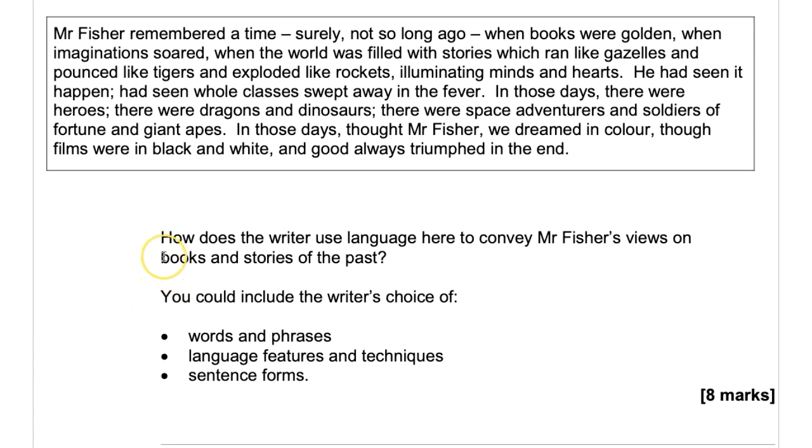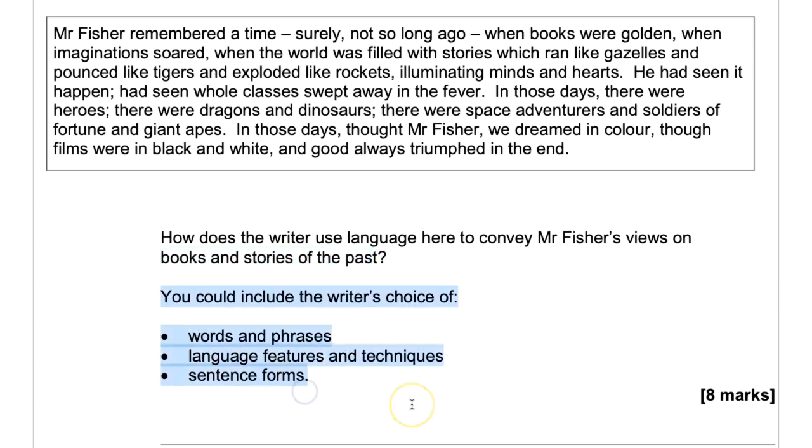You will always be asked, how does the writer use language to convey something or other? And you know that if it's about language, you must quote. Here we're looking at Mr. Fisher's views, so I'm always going to highlight what it is that I need to write about so that I don't forget it. What views do I have to write about? The views about books and stories of the past. So I'm going to make sure that's in my answer.